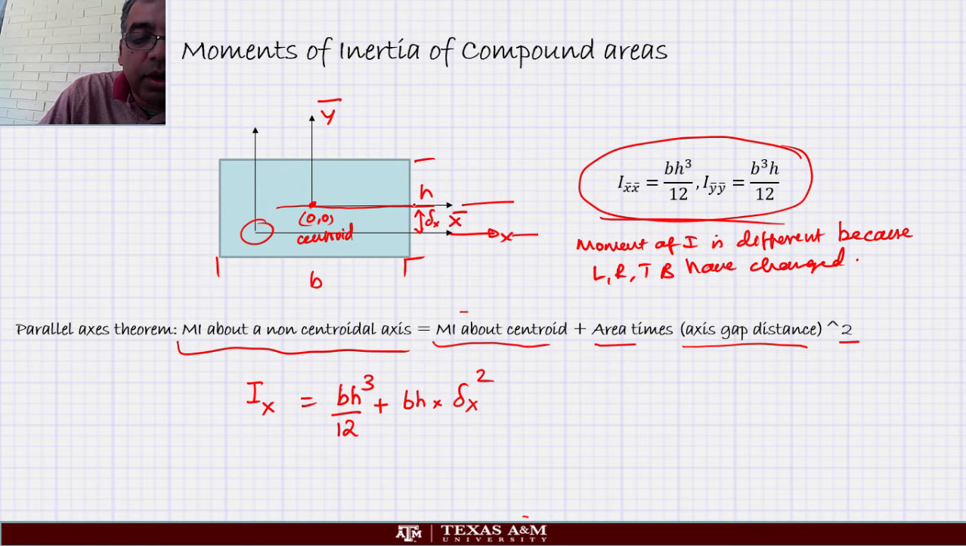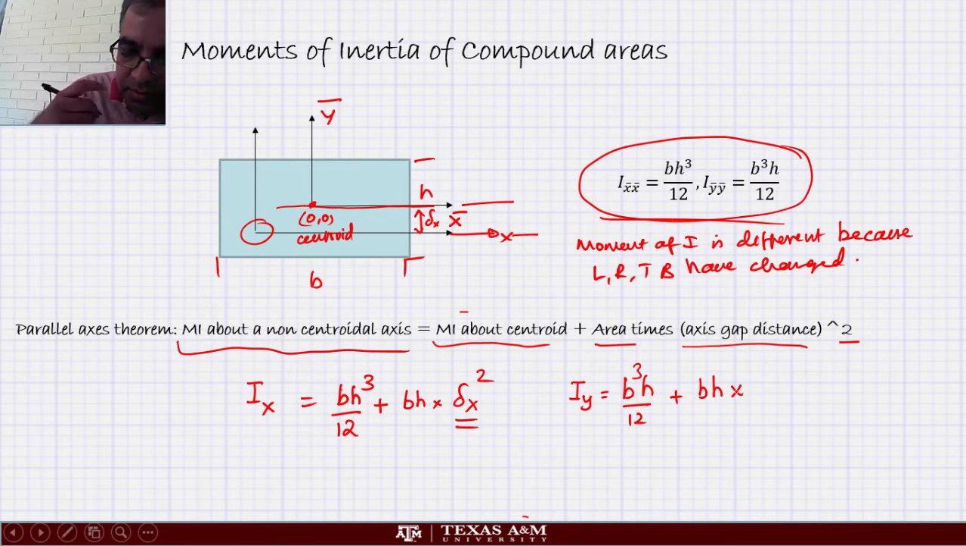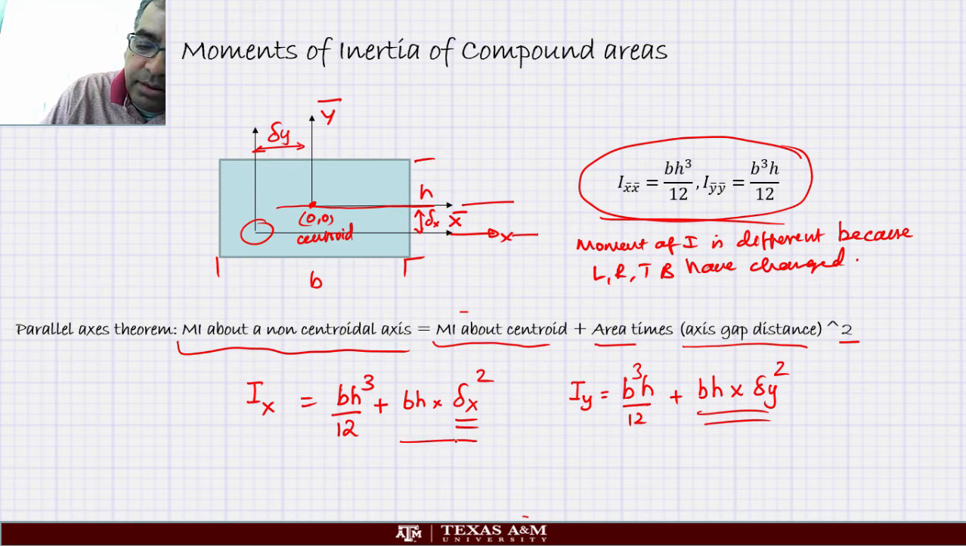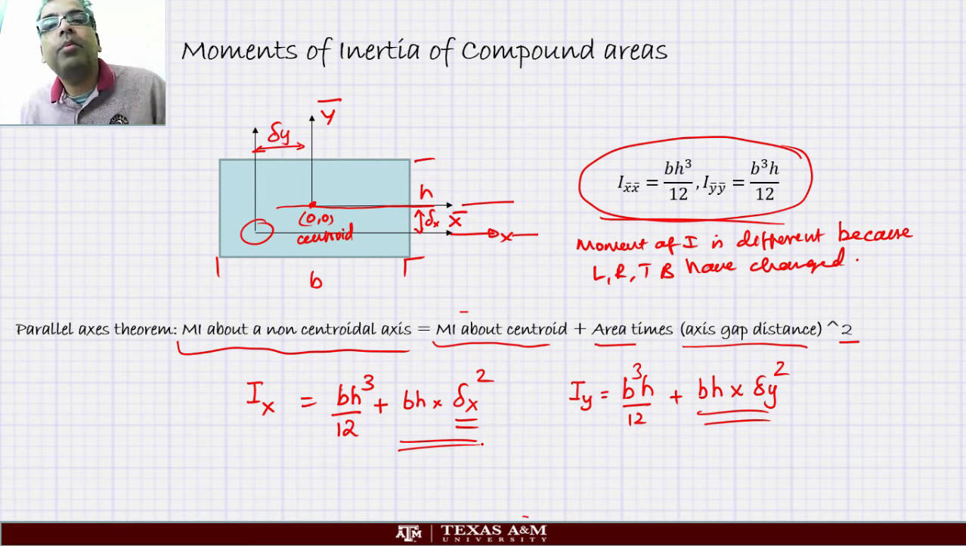Notice the gap distance will go in the y direction. So please be careful about that. And then I y will be b cubed h over 12 plus area times the square of this gap distance. And notice it doesn't matter whether the gap distance is positive or negative. You will always add. That means the lowest moment of inertia is for the moment of inertia around the centroidal axis. Everything else will be higher.